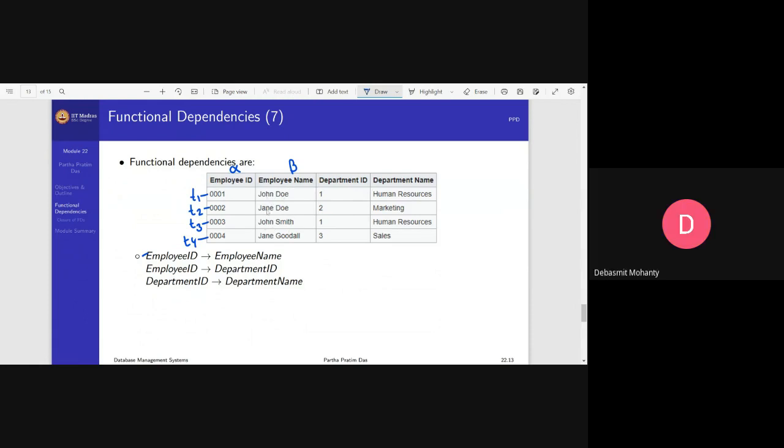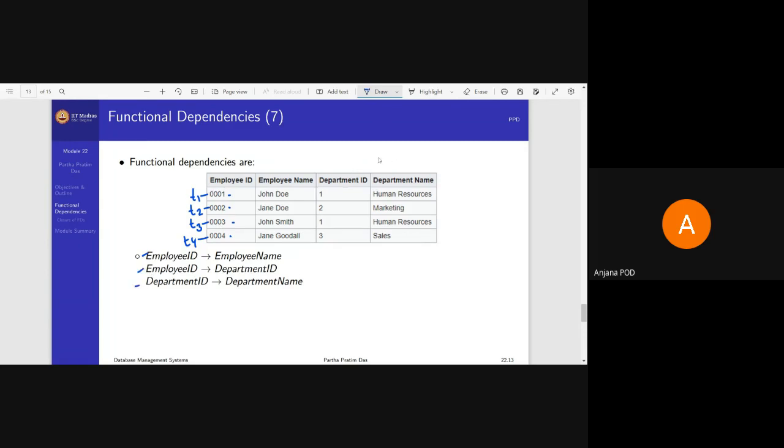Yeah, because employee ID is unique. That's right. Since all the values of employee ID are unique, it will determine any of the attributes that we choose, be it department ID or department name. Any of the attributes can be determined by employee ID. So yeah, that's correct. This will also be satisfied.